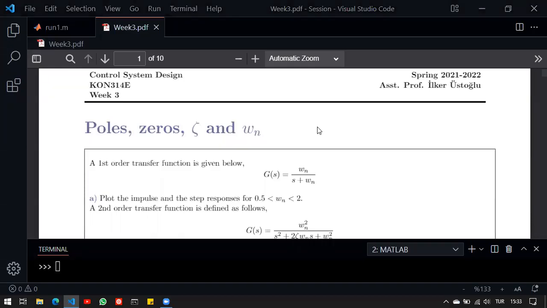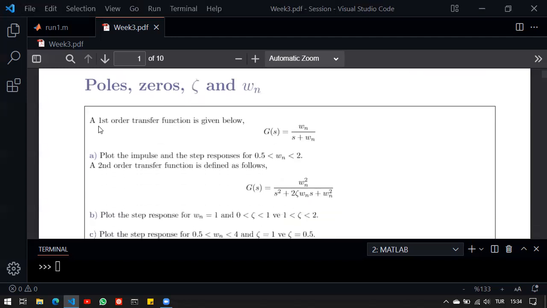Okay, this is the third week for the laboratory. Now, this week's topic is about poles, zeros, zeta, and omega n. We've looked at the P-controller design last week, as far as I remember. Now, this week we will be focusing on poles and zeros and their effects, and especially on zeta and omega n. Now, we've quite a work to do today.